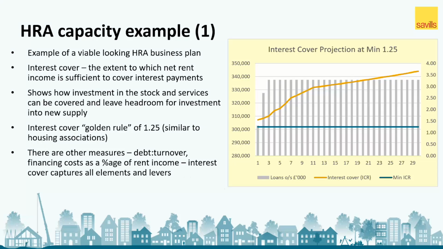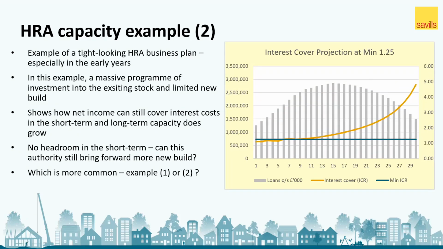If we move on to the next example, which is an authority that is under a little bit more pressure. So this is an example of a tight-looking housing revenue account business plan, and particularly in the early years.